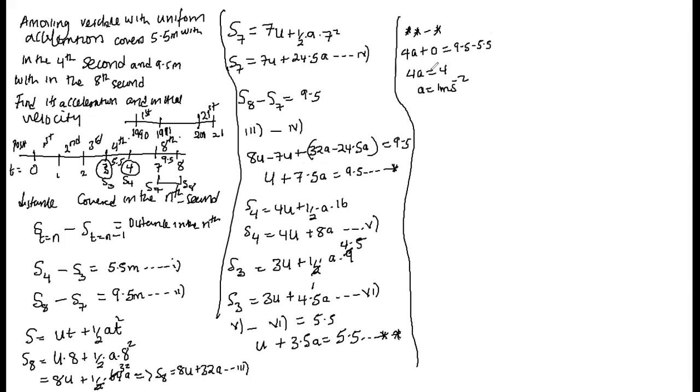Furthermore, I can substitute this acceleration back to find the initial velocity in star 1. So I'll have U plus 3.5 is equal to 5.5. So U shall give me 5.5 minus 3.5. U is equal to 2.0 meters per second. So the initial velocity was 2.